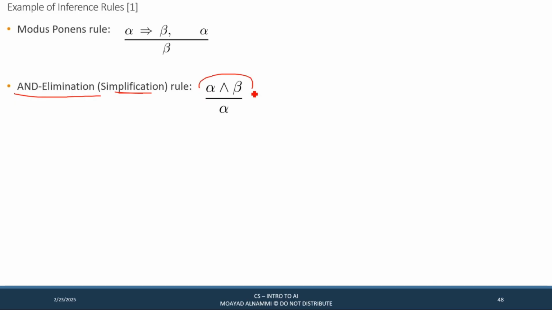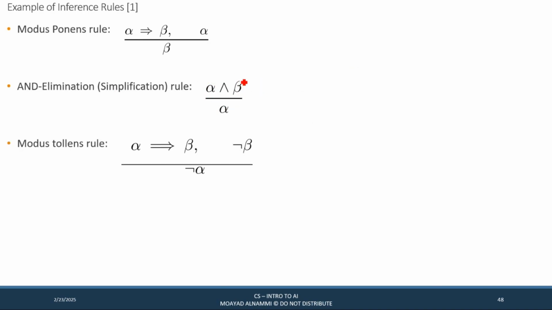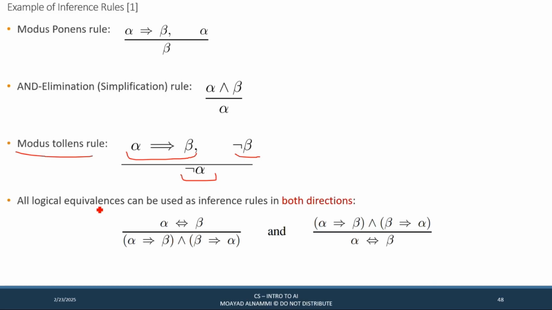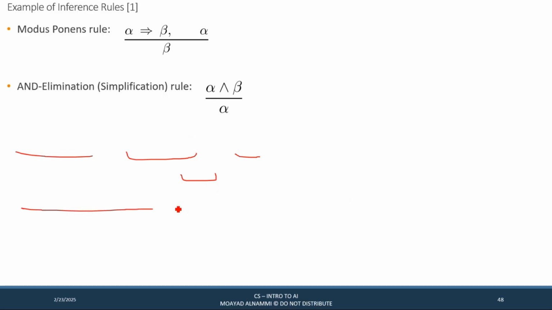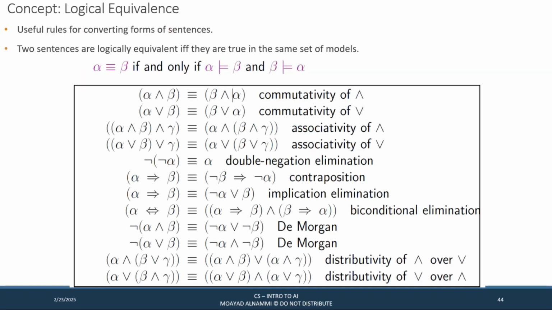Another one is and elimination, called the simplification rule. If alpha and beta is true, then this implies that alpha is true. And it also implies that beta is also true, right? Because this can't be true unless both these sentences are true. Modus tollens. If not beta is true and alpha implies beta is true, then you can conclude that not alpha is true.